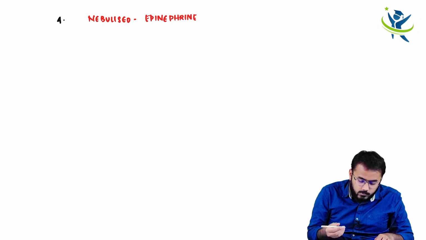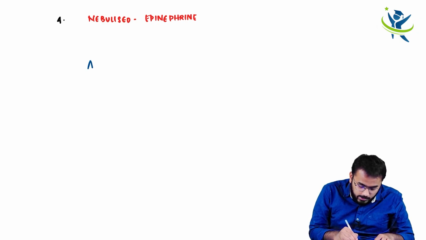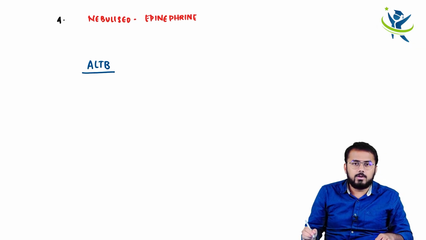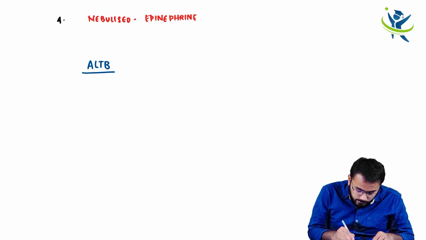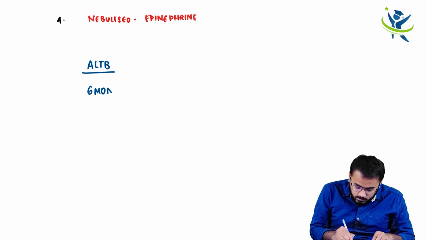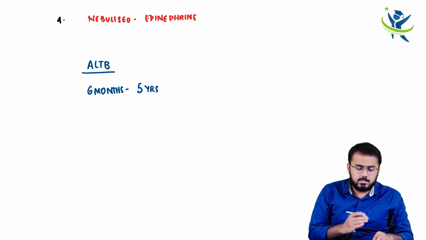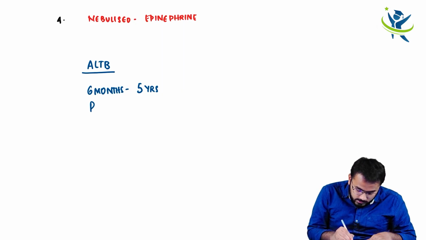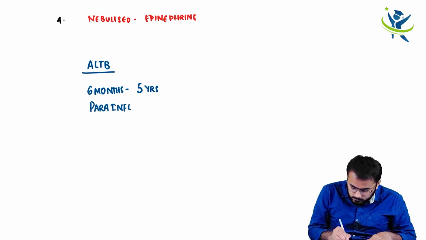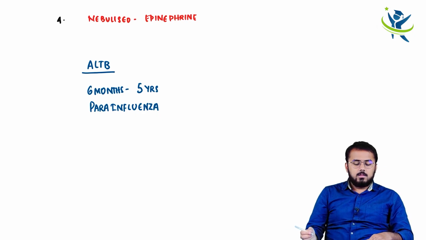So croup is also called acute laryngotracheobronchitis. Mostly which age group, guys? 6 months to 5 years of age. This is the age group which is affected. And what is the etiology? Yes, parainfluenza virus.